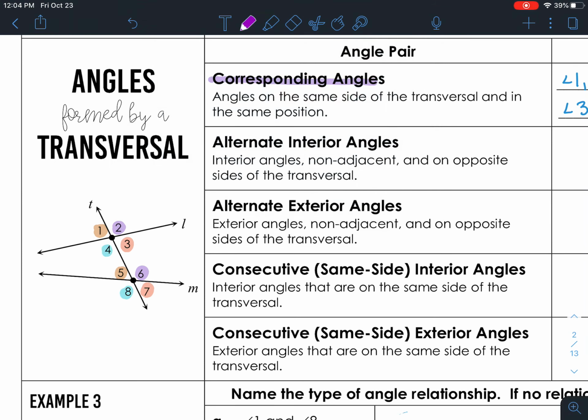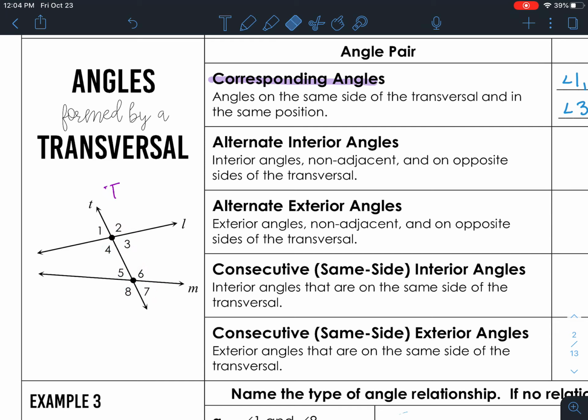Corresponding angles are going to be angles that are in the same spot on the different transversal intersections. So for example, 1 and 5, here's one transversal intersection, here's another transversal intersection. 1 and 5 are both on the top left hand side. 2 and 6 are both on the top right hand side. 3 and 7 are on the bottom right hand side. And 4 and 8 are on the bottom left hand side. So they're all on that same spot of the transversal intersections.